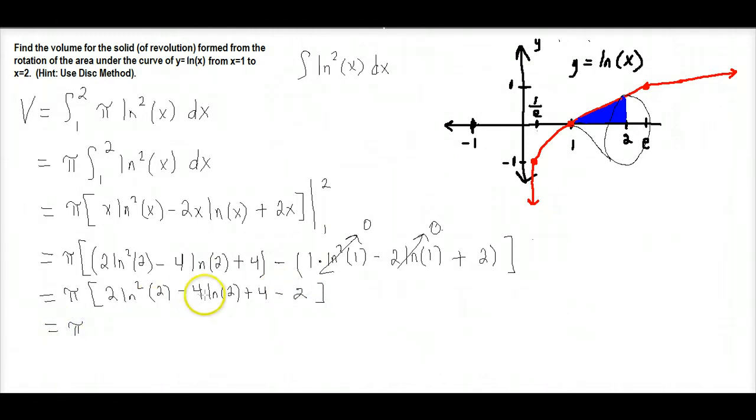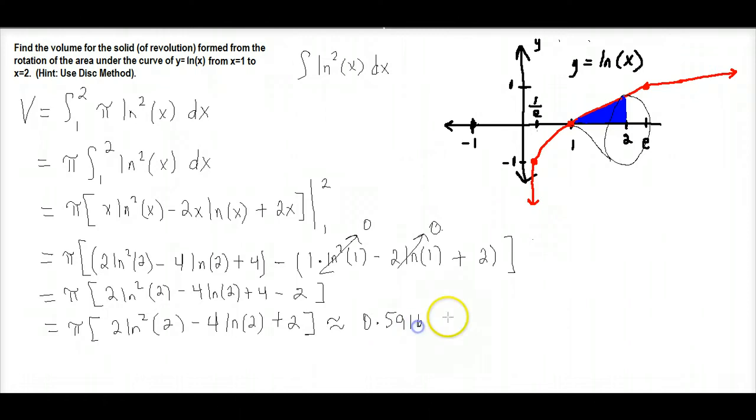And clean that up. We see that 4 minus 2 is 2. So that would be, just rewrite all of this here, plus 2. And so if we put that into our calculator and evaluate it, we would get approximately 0.5916 cubic units.